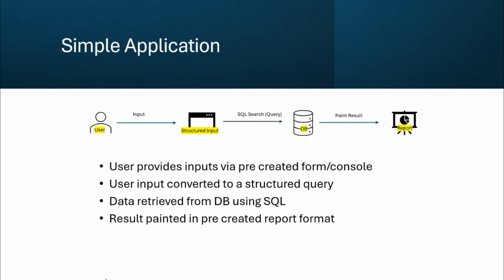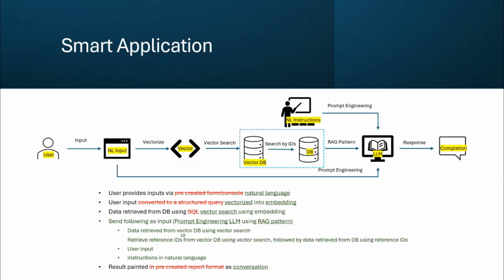And now with AI, what changed? What changed is that the structure went away. Now the user is interacting with the system in natural language. Natural language could be English, or any other language. You are asking the system just like you would ask your friend, your colleague, or somebody on the street.